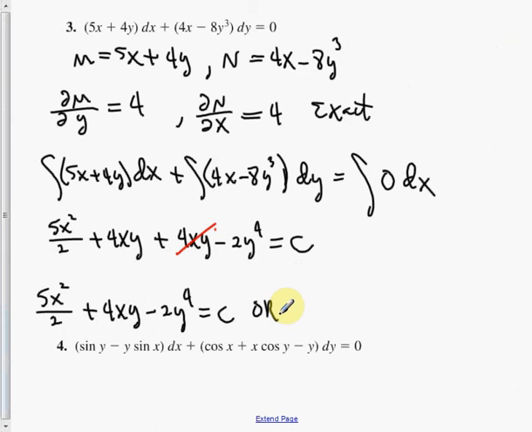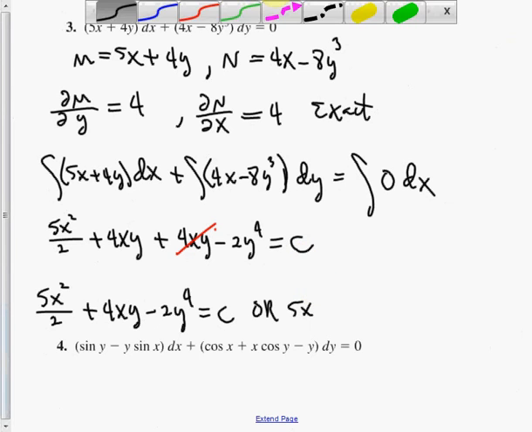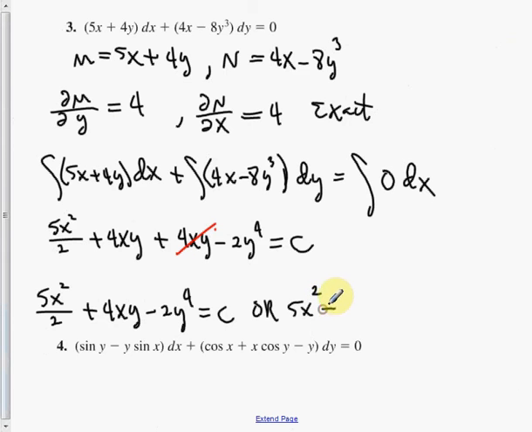You can leave it like that, or if you don't want to have a fraction, I think the back of the book has this answer, 5x squared plus 8xy minus 4y to the 4 is equal to C. Okay. Either way is fine.